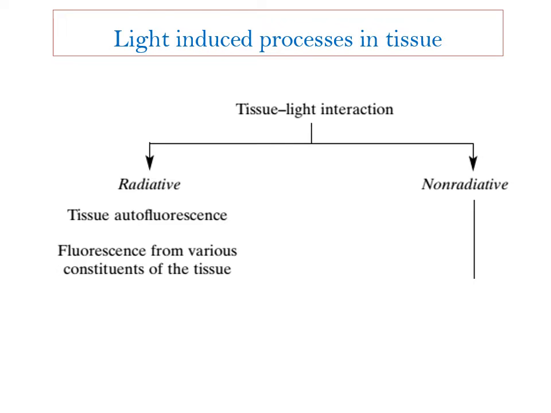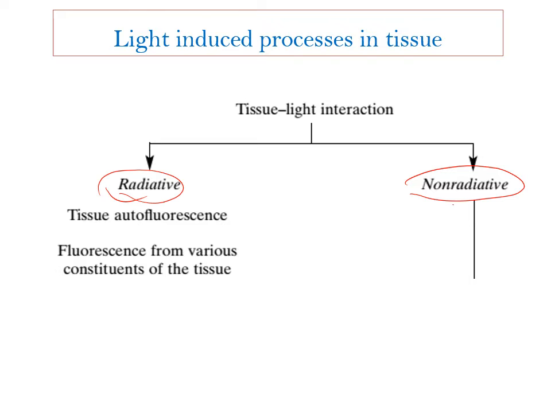In general, tissue light interaction can be classified into radiative and non-radiative. The radiative tissue light interaction will result in tissue autofluorescence when a photon interacts with the atom. The ground state electron will be ejected to an excited state, and that excited state electron could return back to the ground state by releasing another photon, and that's called fluorescence. So fluorescence from various constituents of the tissue could occur due to the light tissue interaction.